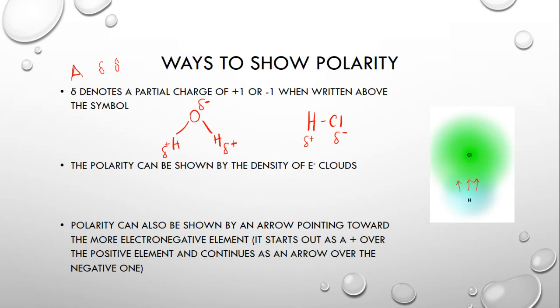The other way that's commonly shown is by using an arrow that points towards the more electronegative. It'll start out as a plus over the positive element and continue over the negative one. So if you're going, say what? Well, then try this, like HCl. What you could do is draw it this way, like this. It's a positive down here at the H, and it points to the Cl.